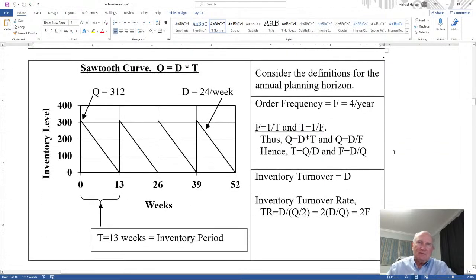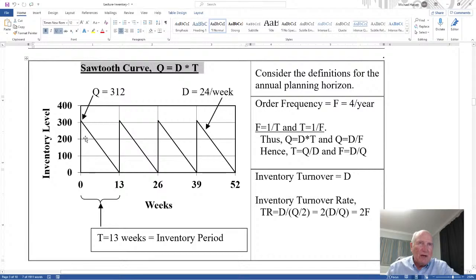Now let's look at some concepts. Let's go a little bit deeper. Okay, sawtooth curve. This curve here represents the fundamental equation Q equals dt. A lot of times it's called a sawtooth curve because it looks like the teeth of a saw. Here's the time, in weeks. Here's my inventory level on the left. At time 0, I have my lot size of 312 coming into my inventory, so my inventory level jumps to 312.